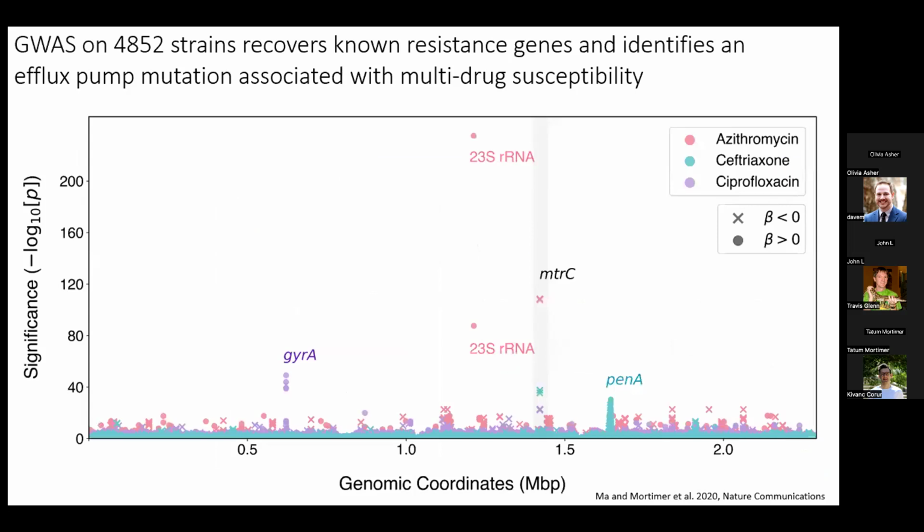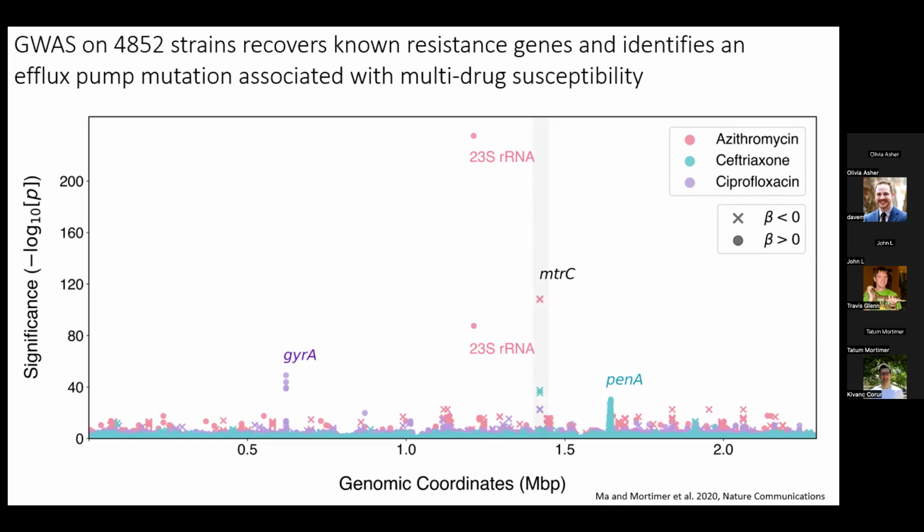Here I'm showing the results for three different GWASs for azithromycin, ceftriaxone, and ciprofloxacin. You can see that we have peaks of variants that are associated with resistance. These are variants that have beta values in the linear mixed model that are greater than zero. They're associated with an increase in MIC. And those correspond to the known resistance markers for these drugs. So that was great. It was kind of like a positive control for our GWAS.